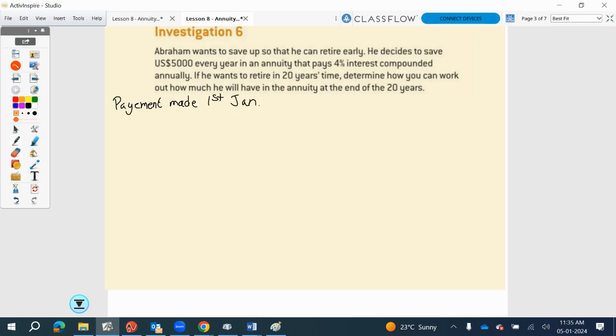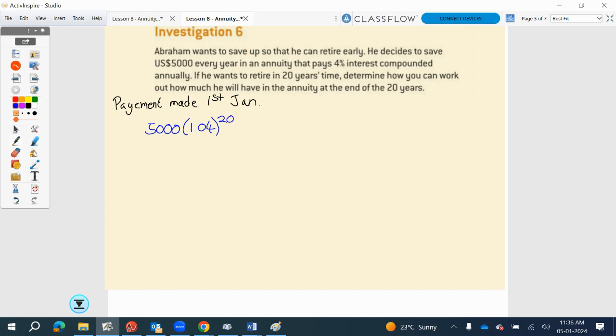So if the payment is made on the 1st of January of every year, the first payment is put in on the 1st of January. How many years' worth of interest will that have? If you put it in, we're going to look at the sum in his account at the end of 20 years. So the first payment is going to be 5,000 times 1.04, and this has made 20 years' worth of interest.